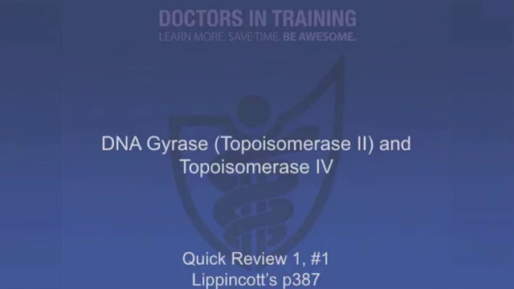Hi, I'm Dr. Mike McInnes, and let's go over quick review number 1. The first question, what two enzymes do fluoroquinolones inhibit? Well, the first enzyme is DNA gyrase, which is also known as topoisomerase 2, and fluoroquinolones also inhibit topoisomerase 4.